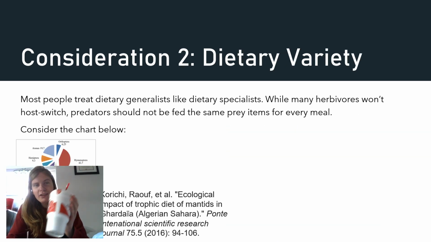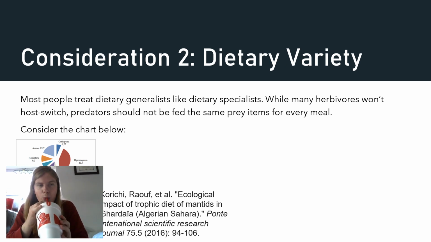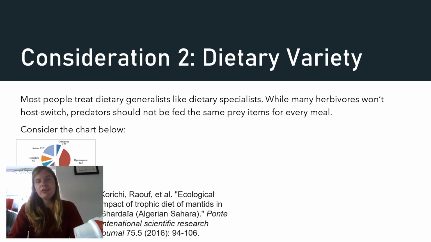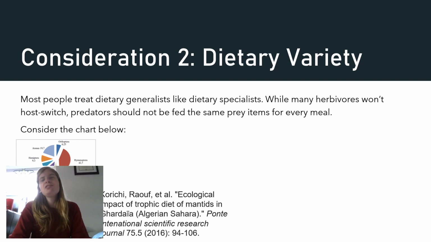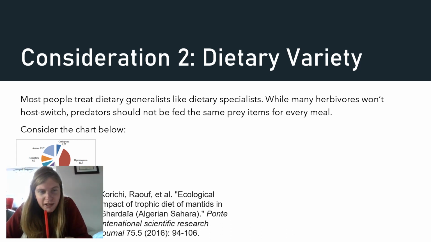So let's move on. Our second consideration is dietary variety. A lot of people are going to treat generalist predators like specialist predators. Some herbivores do host switch, but we're going to talk a little bit more about predatory things. Predators should not be fed the same prey items for each meal. When I see people rearing mantises, a lot of them are like, oh, I just use mealworms for their whole life, or crickets, or 1 or 2 prey items. And then they're surprised when the insects have fertility problems, or they don't molt correctly, they're undersized, any number of problems. This chart is actually from a study, and you can see the citation to one side of the chart.